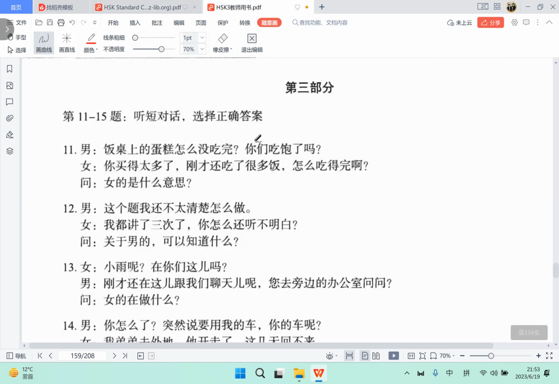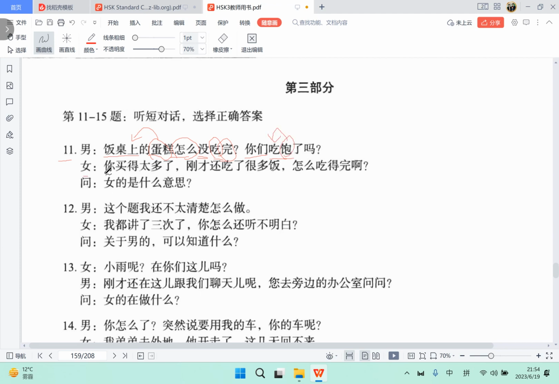Okay, let's check the script of the composition. And 第11题饭桌上的蛋糕怎么没吃完, so the cake on the dining table, why has it not been finished? So 没吃完, haven't finished eating. 你们吃饱了, so are you guys fulfilled? Are you guys satisfied? 饱 means fulfilled, right?